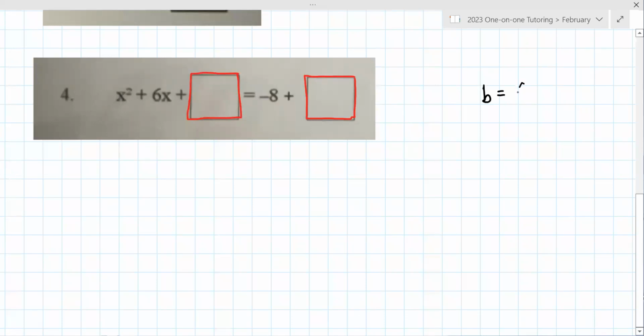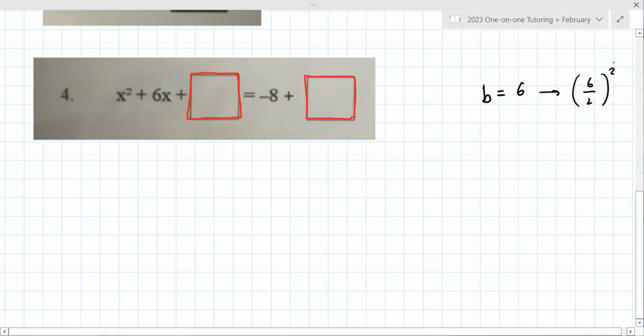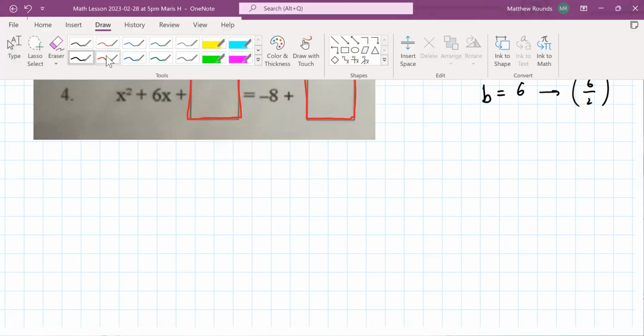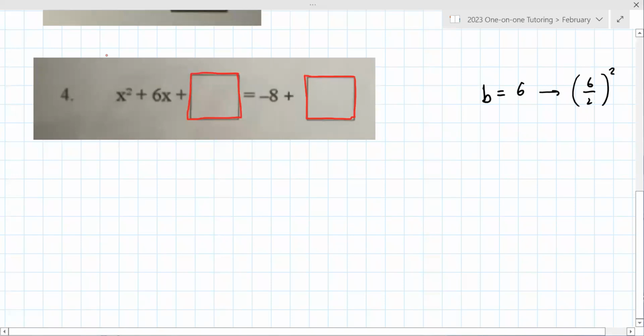6. So you're going to take 6 divided by 2 and then square it. What is the result of that? 9. Okay, so it's going to be 9 and then 9. And the idea is whatever you do to one side of the equation, you have to do to the other. It's kind of a sharing thing.